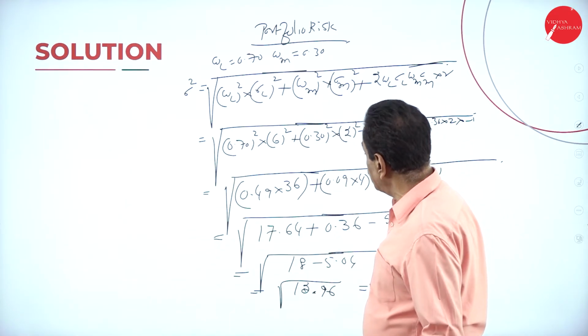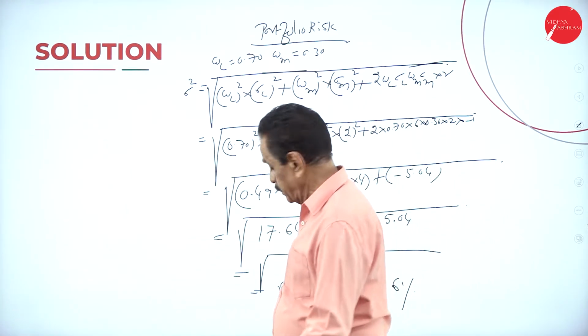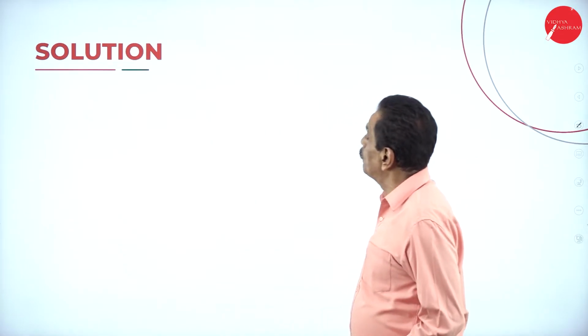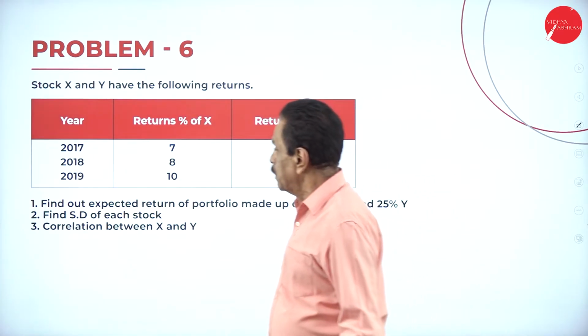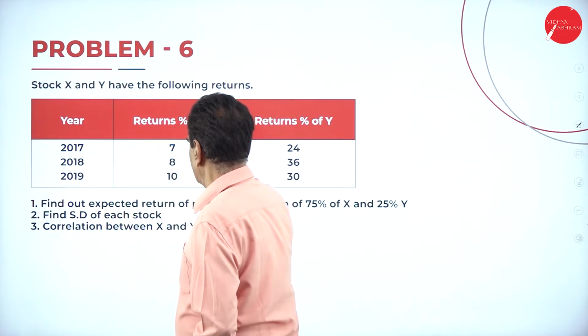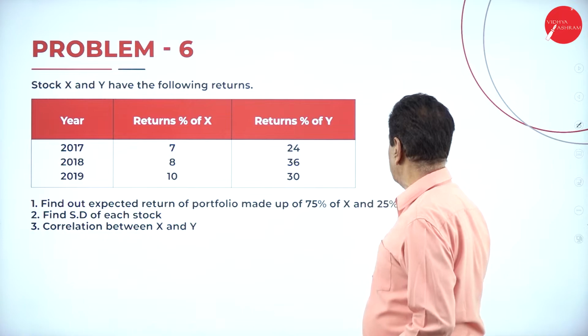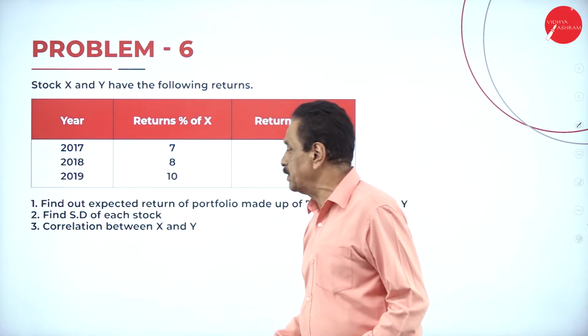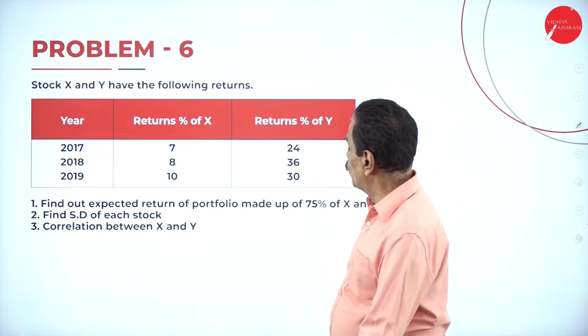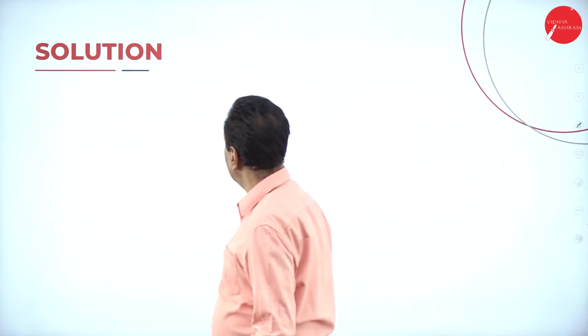Hope you understand this. 3.6%. We'll move on to the next problem. Same type. Instead of 2, they have given 3, 7, 8, 9. Find out the return and risk of a portfolio made up of 75% and 25%, the standard deviation, and the correlation between X and Y. So we'll go one by one.